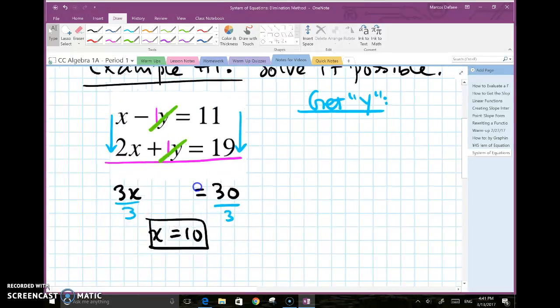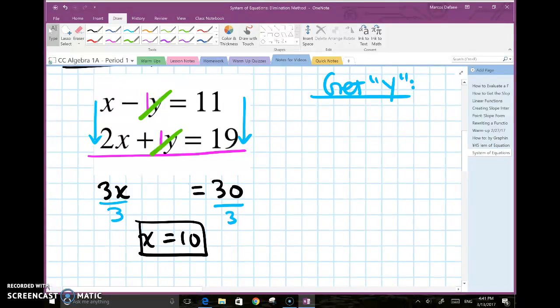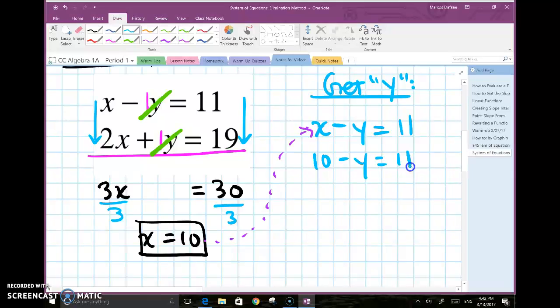Remember that because it represents a point of intersection, it doesn't matter which equation you choose to get the value of y. Each one will give you the same answer in the end, so it really depends on what you are most comfortable working with. In this case, I'll go ahead and use the first one. So x minus y is equal to 11. Since our x is 10, this will go in there. And so what I get now is 10 minus y equals 11.